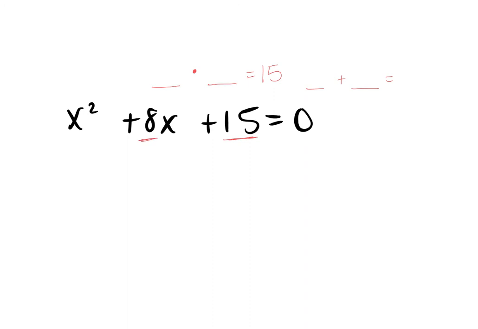Yeah. Okay. So now we have to come up with two numbers that when we multiply them, they give me 15. When we add them, they give me 8. Do you have it, Isabella? Yeah, 5 and 3. Excellent. 5 and 3.